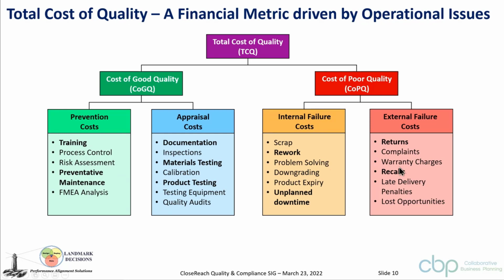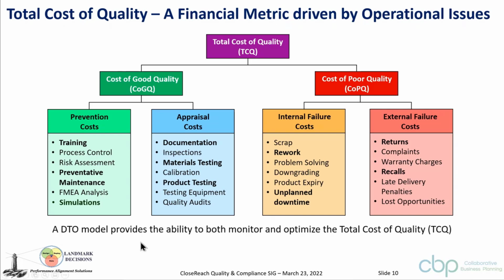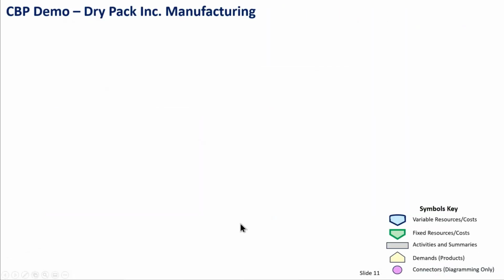The ones that are bolded here are ones that we'll actually be talking about in the demo. And I would actually say, I'm going to add a DTO plug here, that I think building DTO models and being able to run simulations is actually a great prevention cost, because now you can simulate the impact of any of these other ones, as we'll see, and provide more insights into what can be done to control those through scenario playing and simulations. So we'll talk about that. So basically, DTO model provides that ability to monitor and optimize this total cost of quality. So we're going to show you a demo.